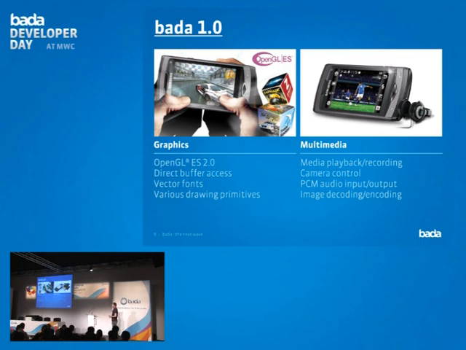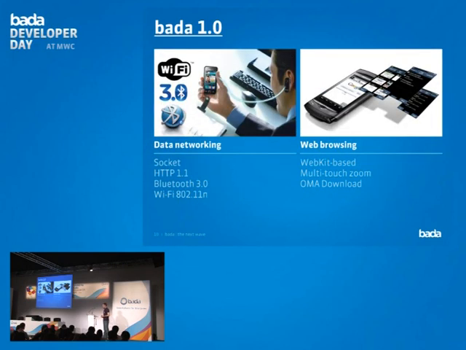In terms of data networking, we support Bluetooth in the standard 3. We support Wi-Fi, HTTP 1.1, and even socket access if you really need that low-level type of programming. All the bada phones are equipped with a WebKit-based browser called Dolphin. And also as a developer, you can make use of browsing functionality by integrating the browser as a web control.